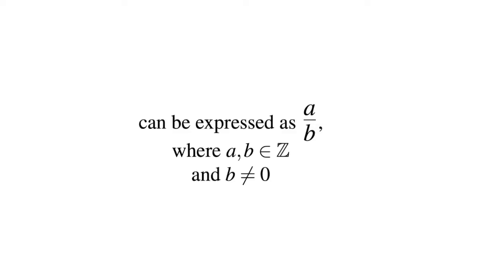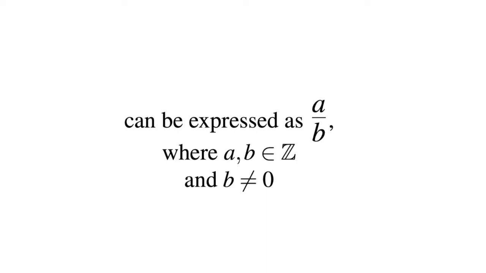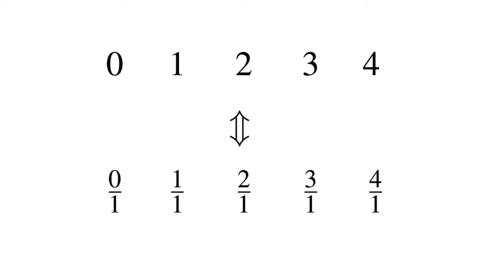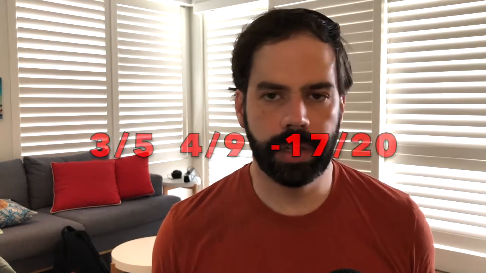Okay, the next one is Q. This is the set of rational numbers. So what is a rational number? A rational number is any number that can be expressed in the form A over B, where both A and B are integers, and B isn't zero, because you can never divide a number by zero. Every integer is also rational. Why is that? We can express any integer in the form A over B by simply dividing the number by 1. But we can also get numbers which aren't whole numbers, something like 3 over 5, 4 over 9, negative 17 over 20. So any fraction where both the numerator and denominator are integers.